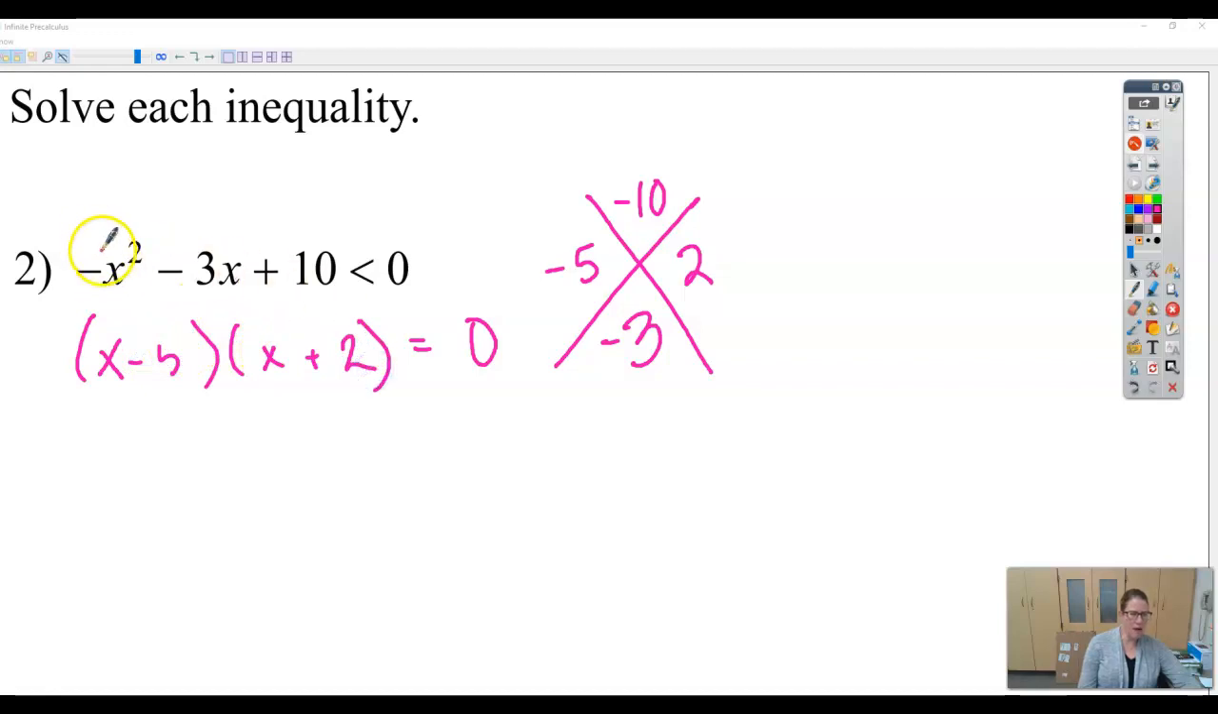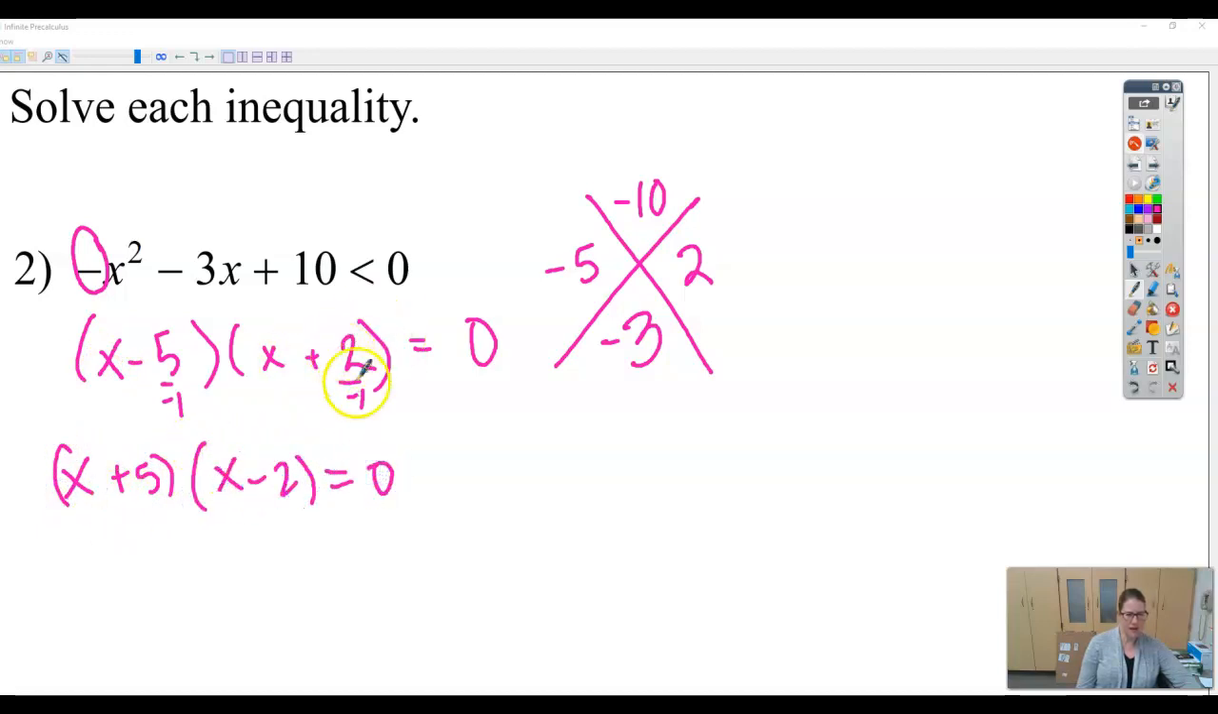But remember, I always need to divide by a, and a is -1, so that will change things here, so I need to make sure I do that. So x plus 5 times x minus 2 equals 0. Right? 2 divided by -1 is -2. -5 divided by -1 is +5. So the two solutions, or the two x-intercepts of our quadratic here, would be -5 and 2.